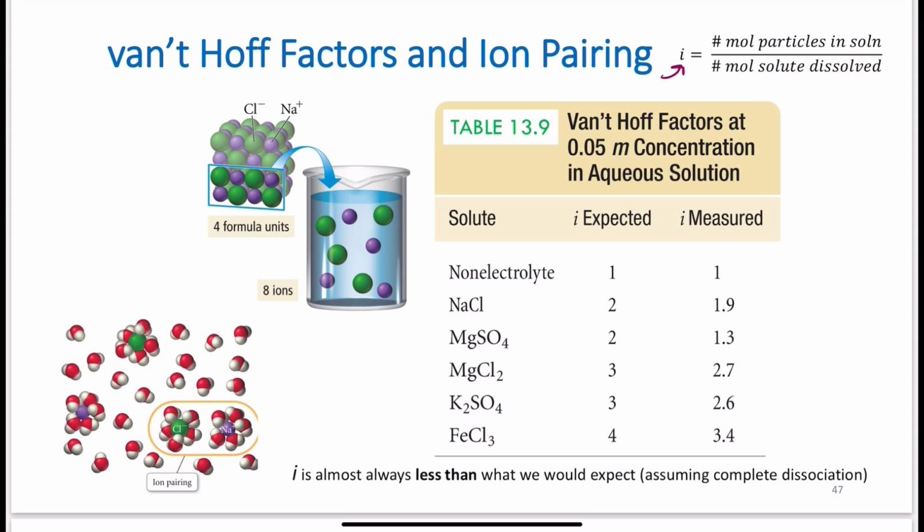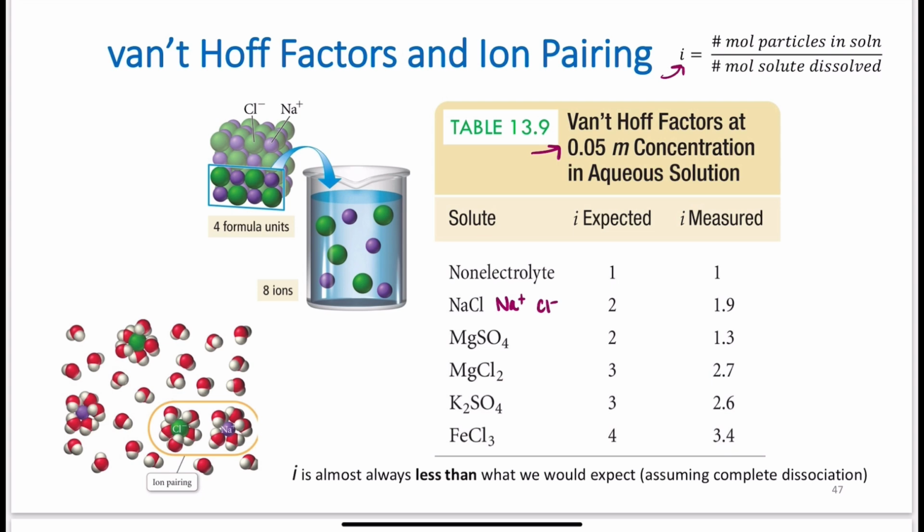Look here, we've got non-electrolyte, sodium chloride, magnesium sulfate, magnesium chloride, potassium sulfate, and iron 3 chloride. And we can see our expected value versus our measured value. These are all being prepared in a 0.05 mol concentration. Non-electrolyte expected has a Van't Hoff factor of 1 and a measured value of 1. Sodium chloride has an expected value of 2. Why? Because it splits into 2 things. It splits into sodium ions and chloride ions.